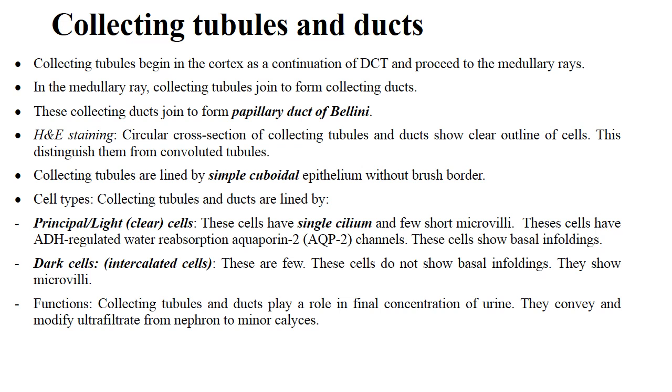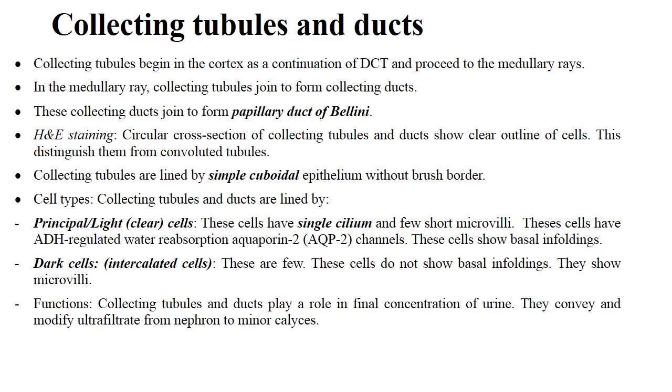antidiuretic hormone regulated water absorption, aquaporin 2 channels. If there is any defect in the aquaporin 2 channel gene, it causes diabetes insipidus. That means in diabetes insipidus, a large amount of dilute urine is secreted by the patient. This is because there is a defect in the gene which regulates the antidiuretic hormone related water absorption. Also the principal cells or light cells show basal enfoldings in them.